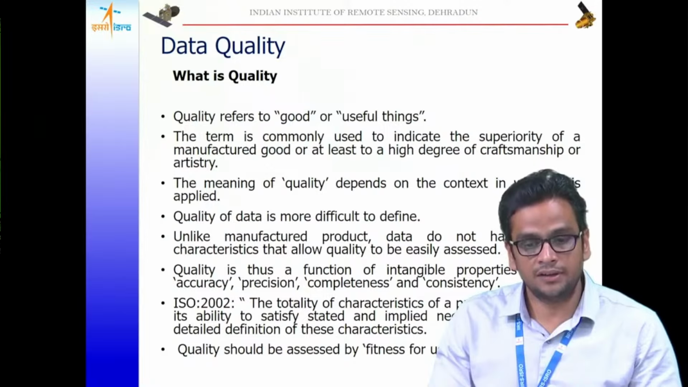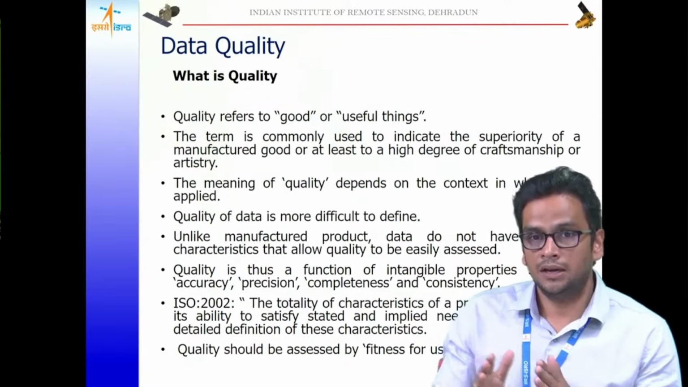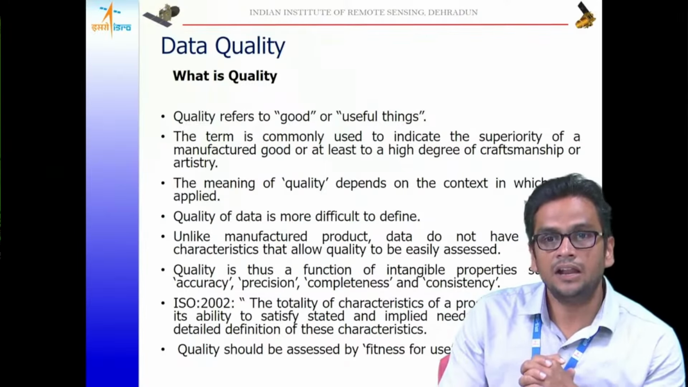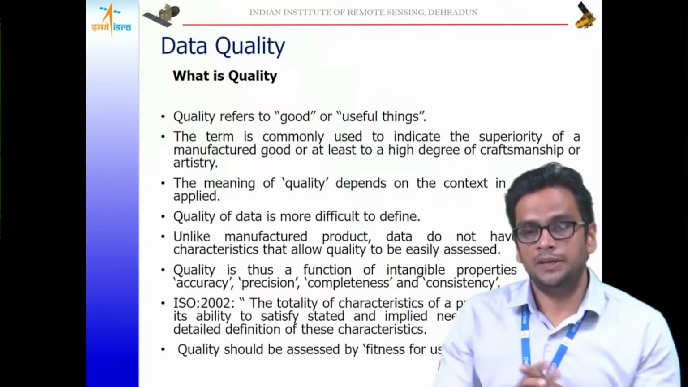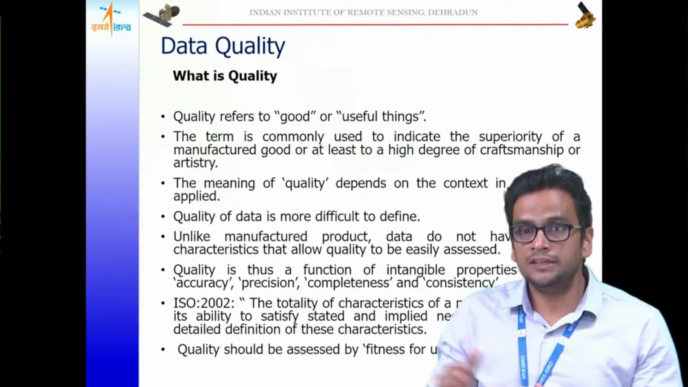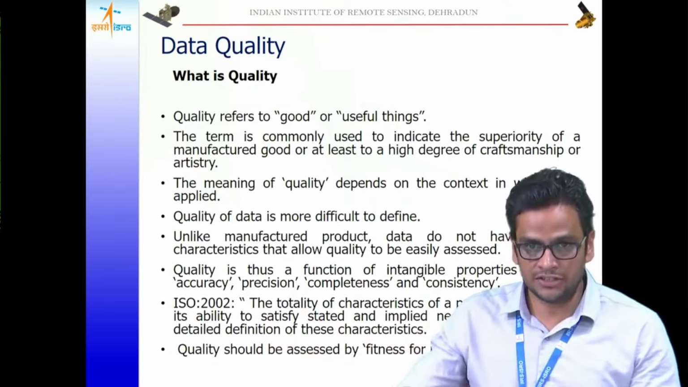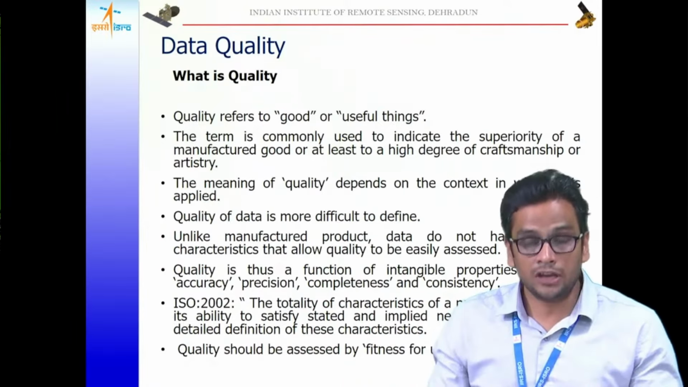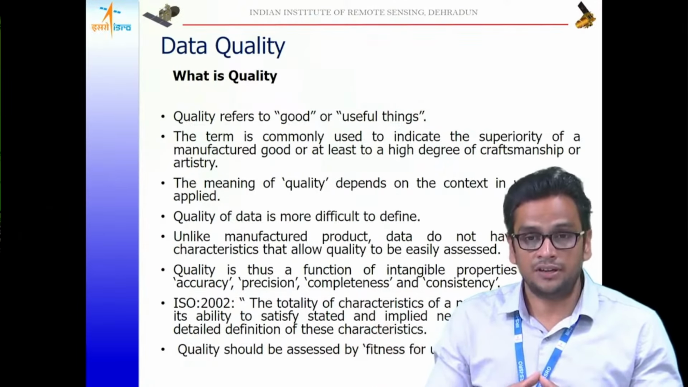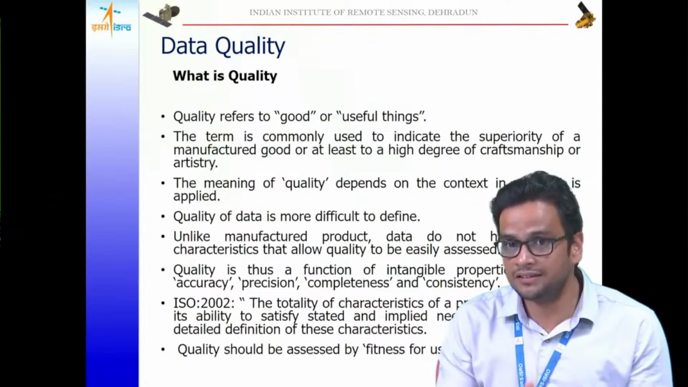Quality of data is more difficult to define. This is another important thing. Unlike a manufactured product, data do not have physical characteristics that allow quality to be easily assessed. Like I talked about the table, I talked about the mobile phone. So these are the physical things. By seeing and by touching this surface, and by knowing about the capacity of the mobile, like the RAM or the storage capacity, we will be able to know whether it is of good quality or not. But data is a different thing.